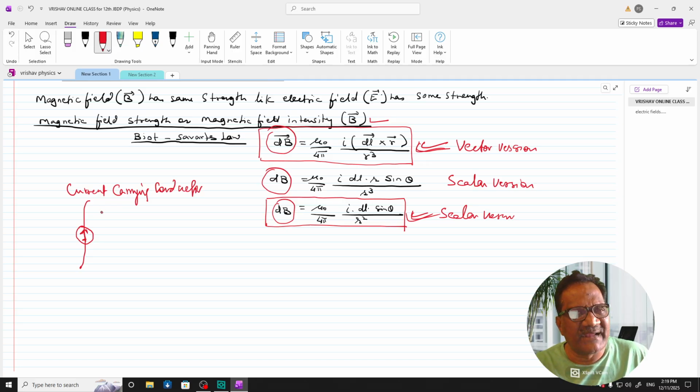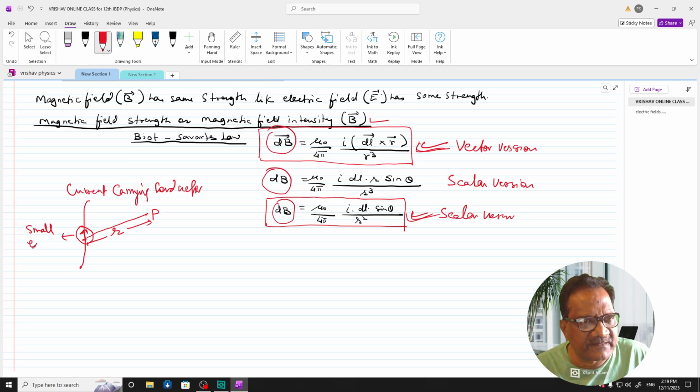Now you know by now that a current carrying conductor always produces a magnetic field. Suppose at some point P, which is at a distance of, say, R, from this particular small element, which is represented by vector dl.